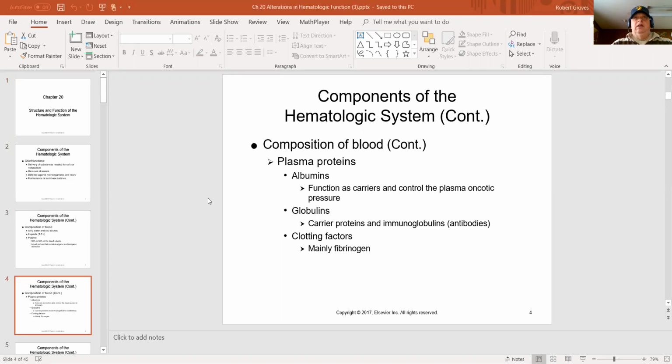Globulins is the second plasma protein. They serve as antibodies and transport substances. And last, plasma contains clotting factors. Clotting factors promote coagulation and stop bleeding from damaged blood vessels. And when we get into the process of hemostasis, that will become more apparent. And among the clotting factors within the plasma, fibrinogen is the most plentiful.